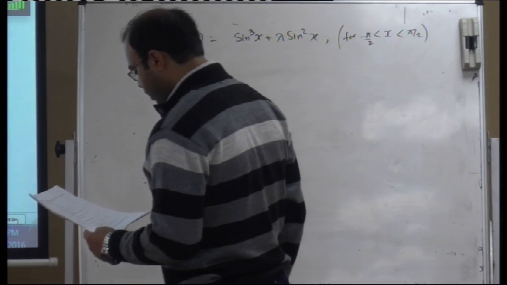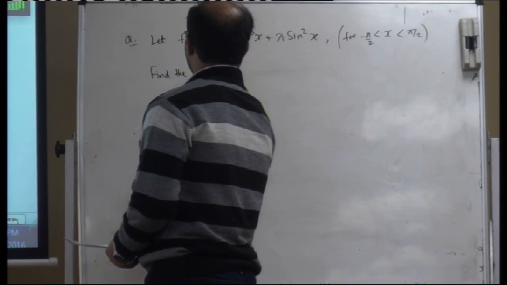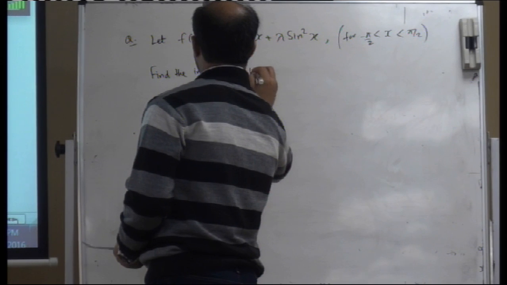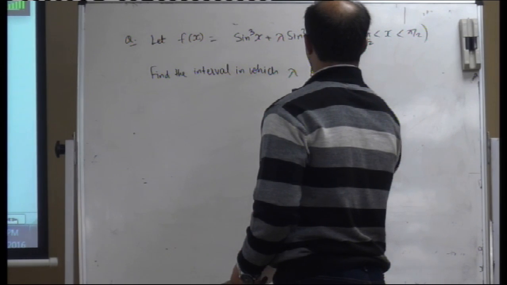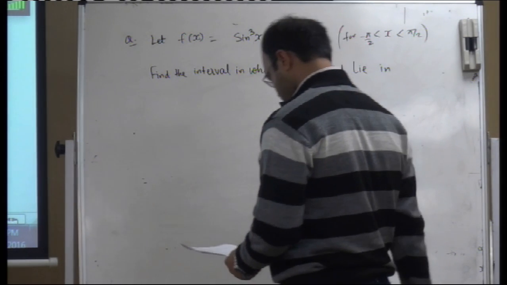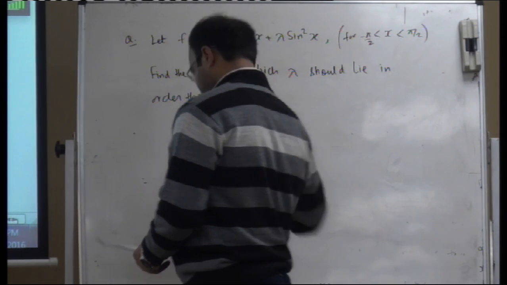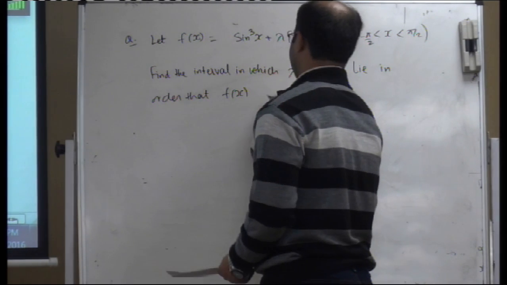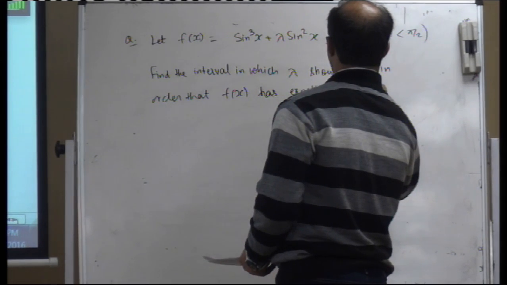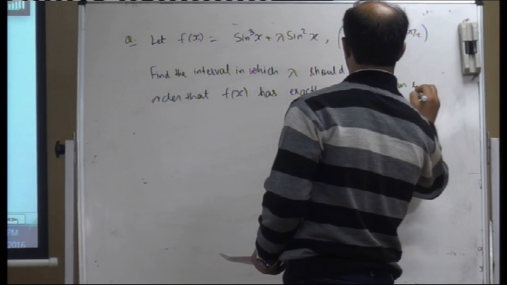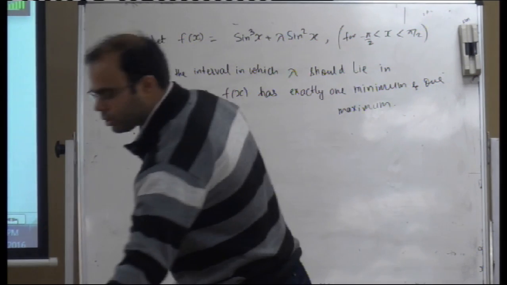Find the interval in which lambda should lie in order that f(x) has exactly one minimum and one maximum. Obviously, they are talking about local minima and maxima. So let us deal with it, because it is an open interval.